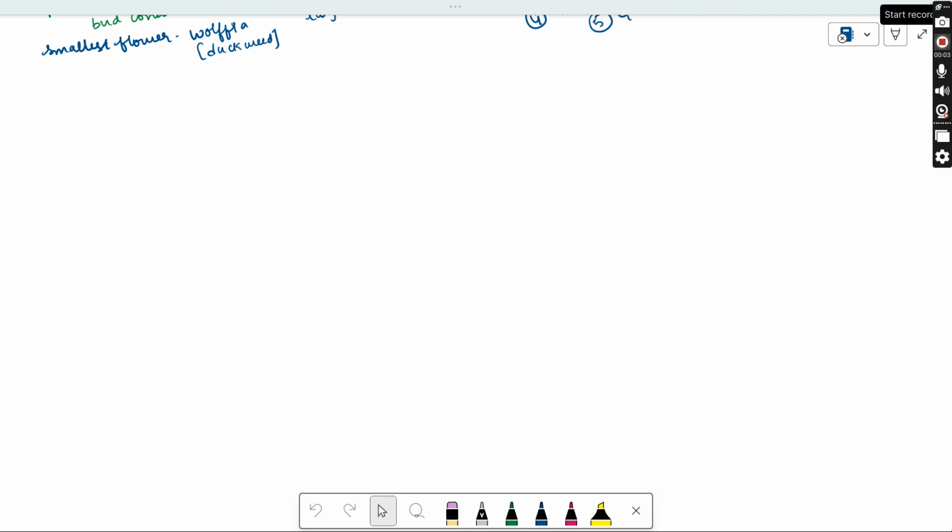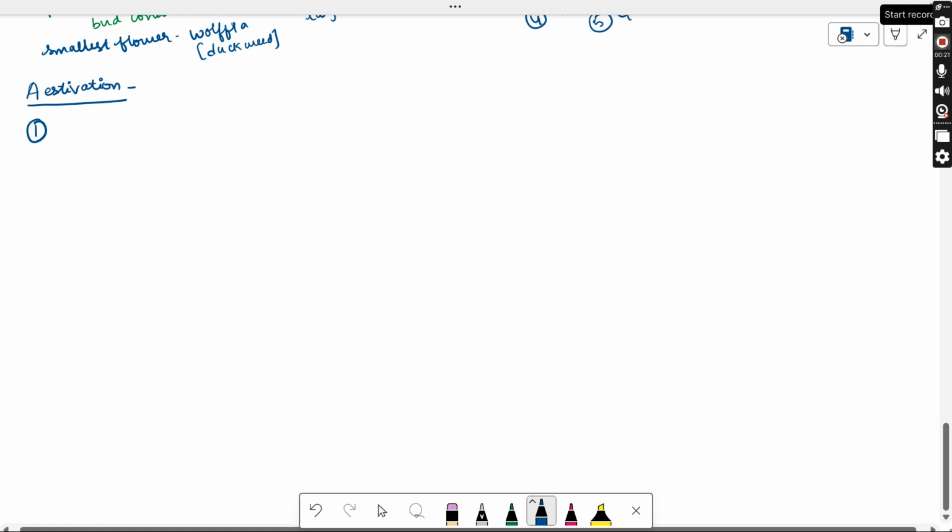Let us continue with the arrangement of sepals and petals in the floral bud with respect to the members of the same whorl. That process we call the aestivation. As we introduced the terms in the previous video, the first type is the valvate type of aestivation. So let us see how this will be present.